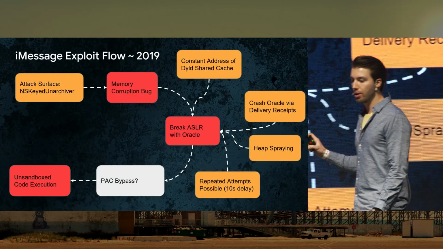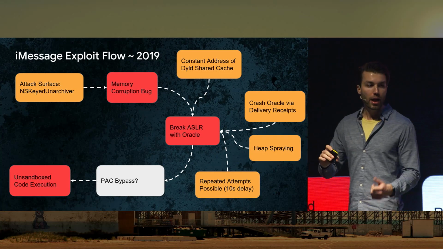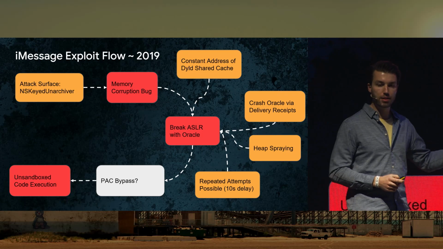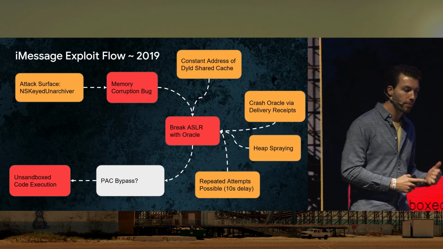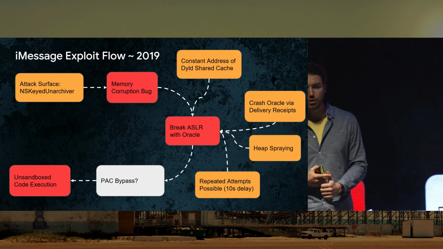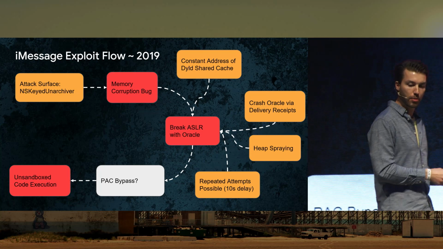Okay, so here's where we are. Right, we have the attack surface and the bug, and we've broken ASLR. And what we needed are all of these 4 things here. So we needed, what I didn't mention at all, we need this shared cache to be at a constant address across crashes, which was the case. Like the process restarts, but this thing is at the same address.